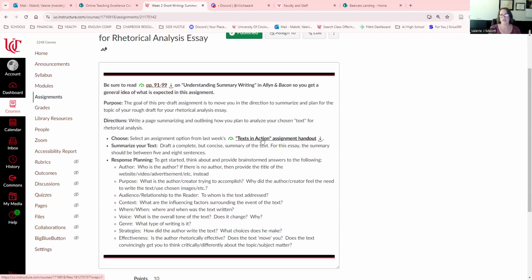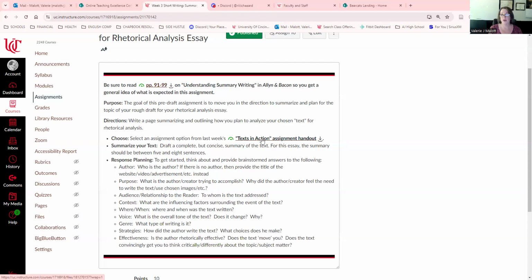This tells you the various types of things you could be analyzing. So we use text in a very broad term. It does not necessarily have to be words on a paper. It could be a video, an ad, a TED Talk, a speech, an article. It doesn't have to be just words on paper, right? Or words on the screen. It could be something that's spoken words.